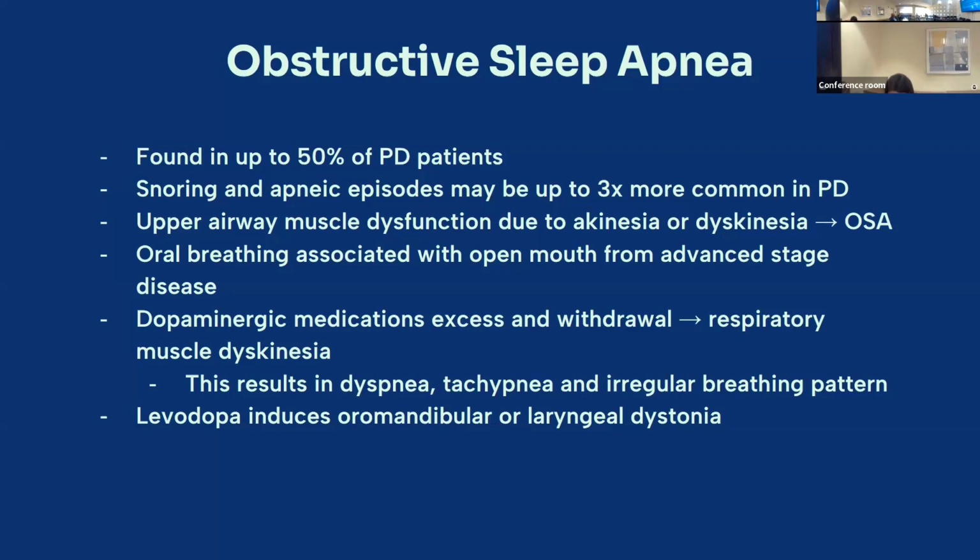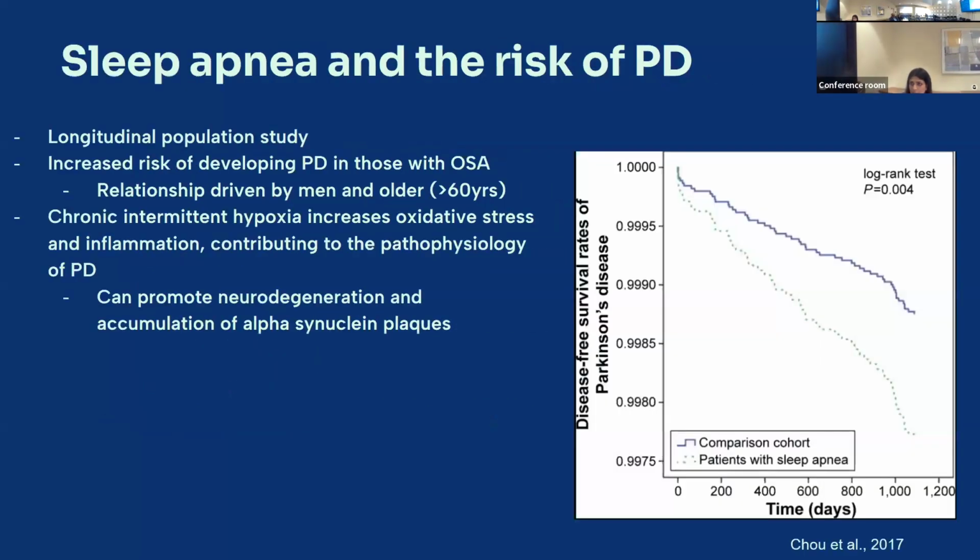laryngeal dystonia as well. The pathophysiology of levodopa related respiratory issues is not super well understood, but it's probably associated with the denervation hypersensitivity of dopamine receptors in the peripheral chemoreceptors. So there's some kind of role there.